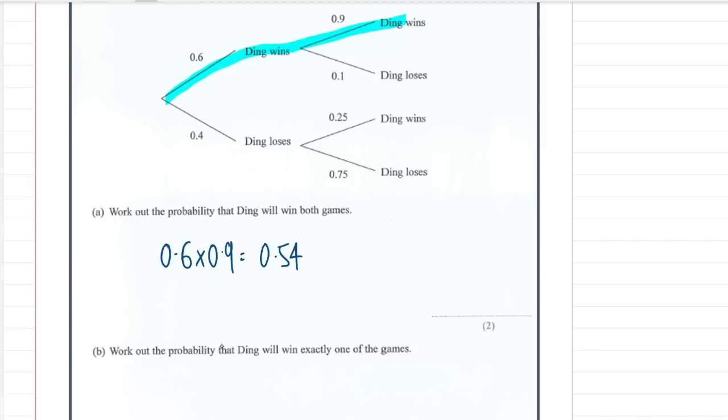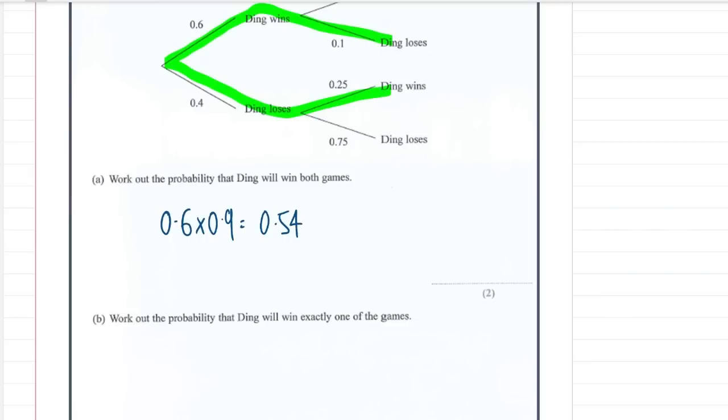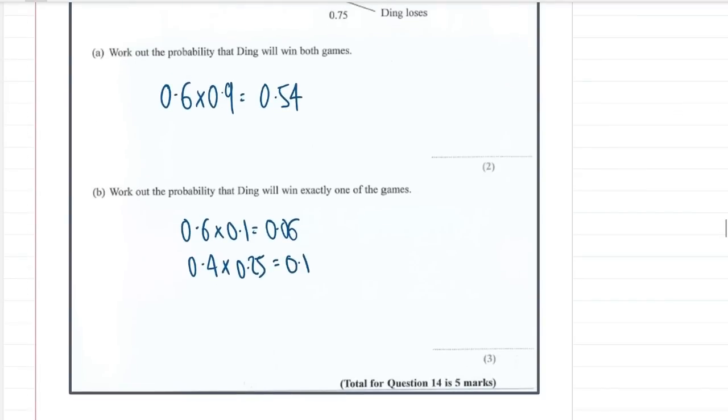And it says work out the probability that Ding will win exactly one of the games. Well, that would be win-loss or loss-win. So the chance of that happening is 0.6 times 0.1, which is 0.06, or it's 0.4 times 0.25, which is 0.1. So either of those can happen, and that will give Ding winning one game. So we add those two together, so it's 0.16.